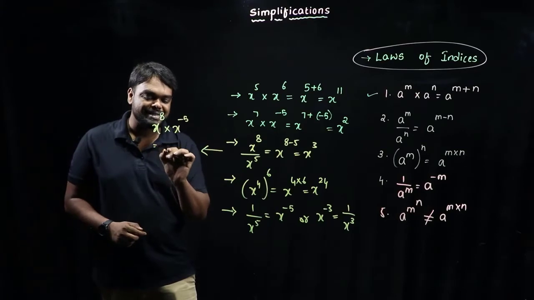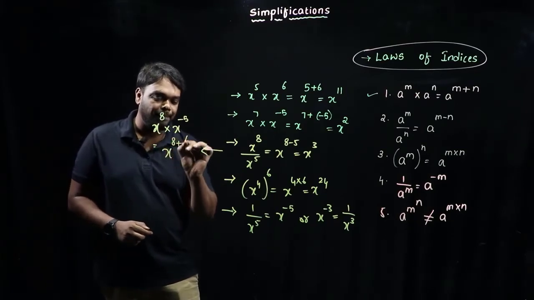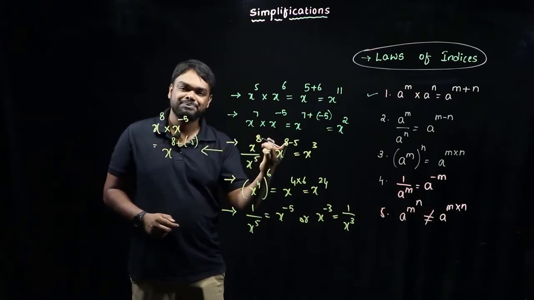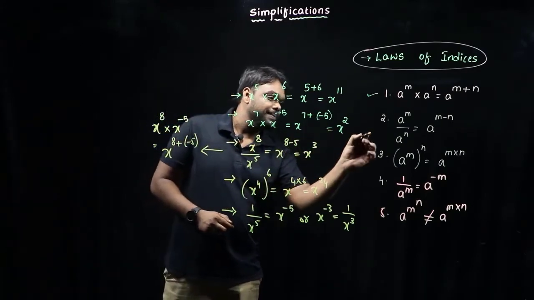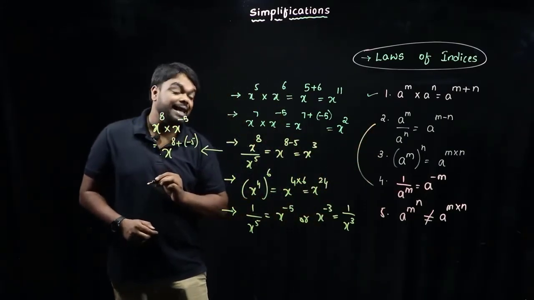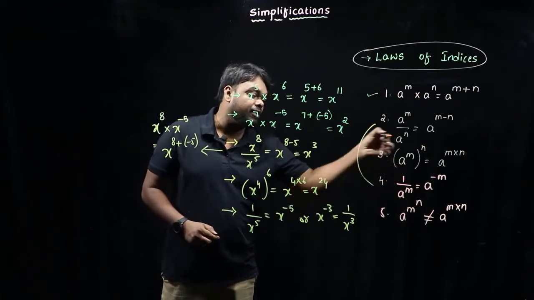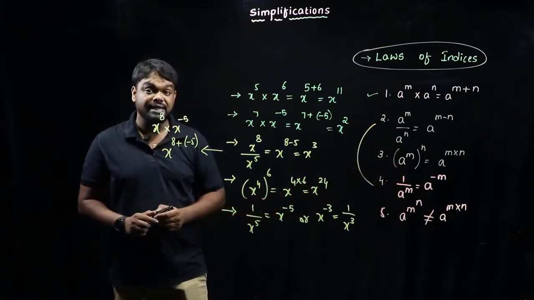Now if I apply this again, I should get x power 8 plus minus 5, right? So both are actually interlinked here. And the last rule says a power m power n is not equal to a power m into n.